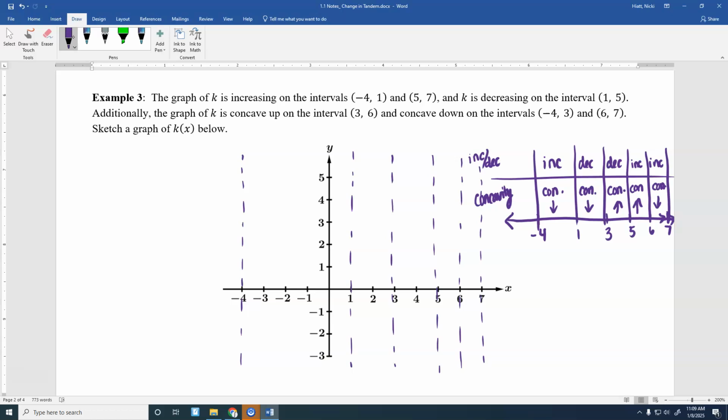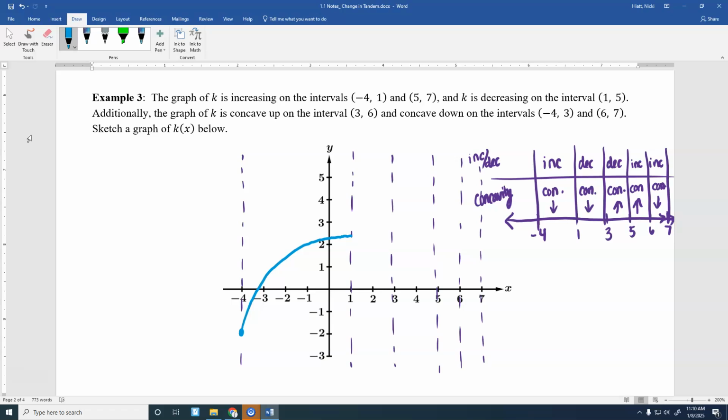So your graph can look a lot different than my graph because they don't give us any actual points on this graph. They don't tell us how steep it is, it just has to look a certain way, right? So between -4 and 1, I need to be increasing but concave down. So you can start wherever you want. Let me use a different color for this. Let's make it blue. You can start wherever you want, and then you have to be increasing but concave down until you get to 1.